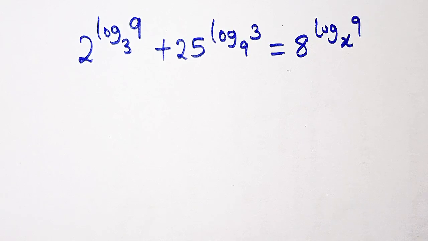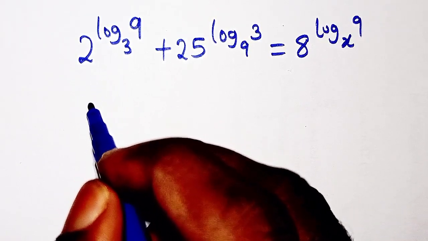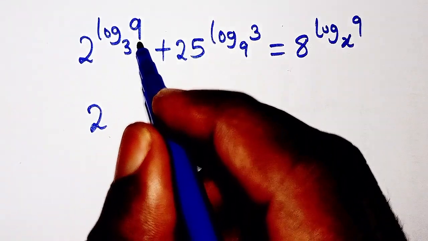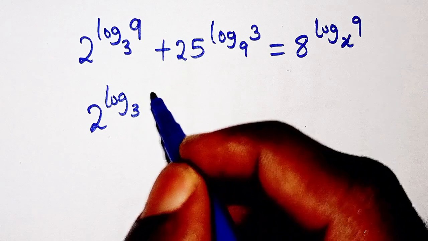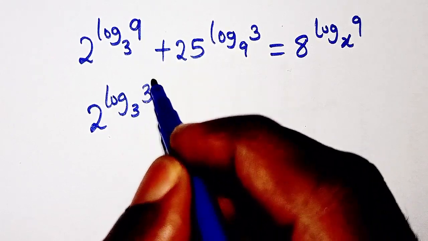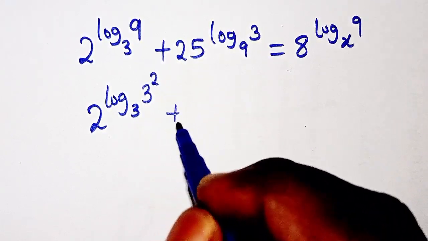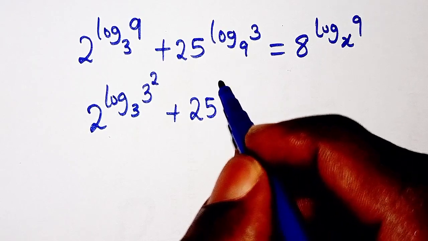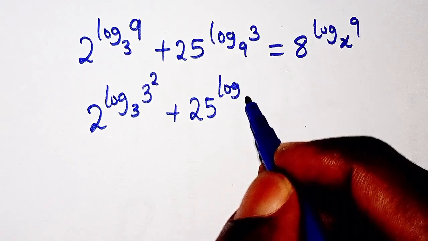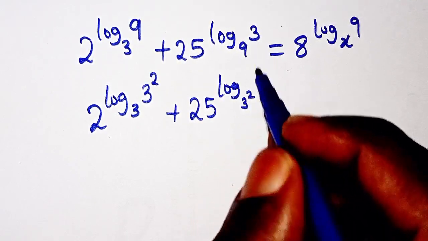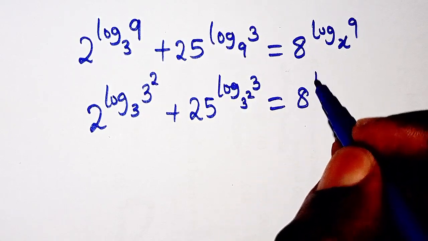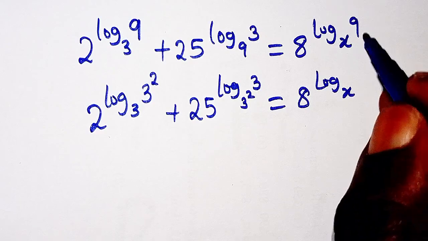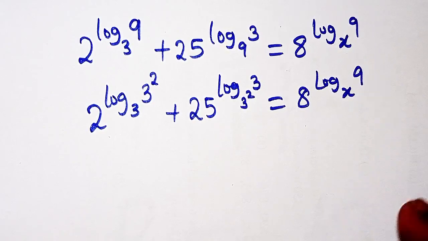Okay, so now from here we can have this to be 2 to the power of log base 3. This 9 can be written as 3 to the power of 2, then plus 25 log, the base is 9, we can write it as 3 to the power of 2, and we have 3 here, then equals 8 to the power of log base x of 9.